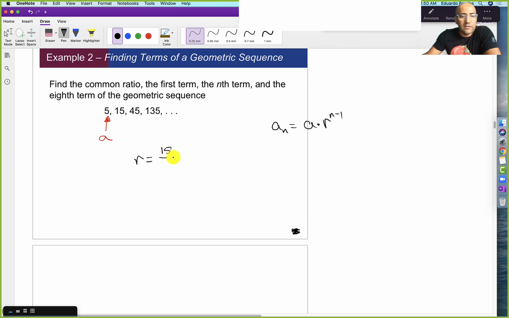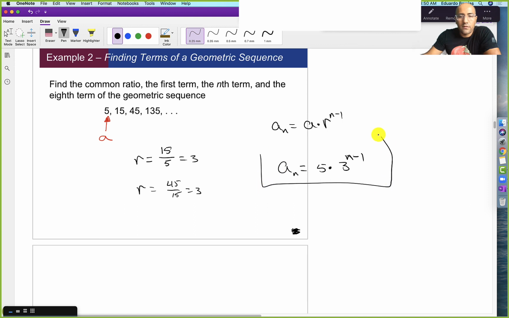And remember that r is found by dividing any two consecutive terms of a geometric sequence. So I can just take the easiest one. 15 divided by 5 equals 3. Or I could have also said r equals 45 divided by 15. That's also equal to 3. So I found my formula: a sub n equals 5 times 3 to the power of n minus 1. Super duper easy. But we'll use this to build onto something more interesting.